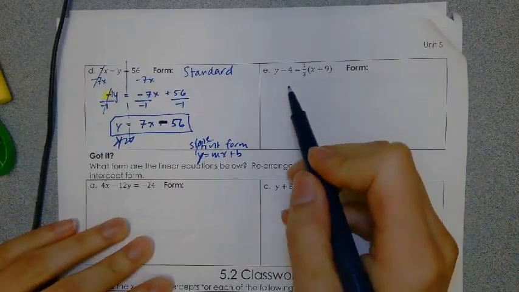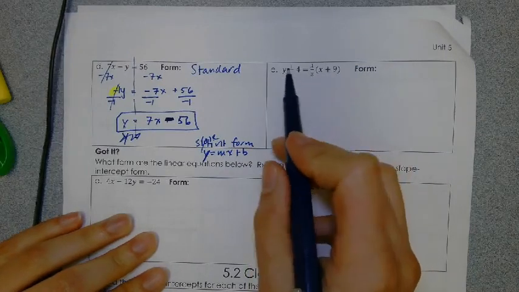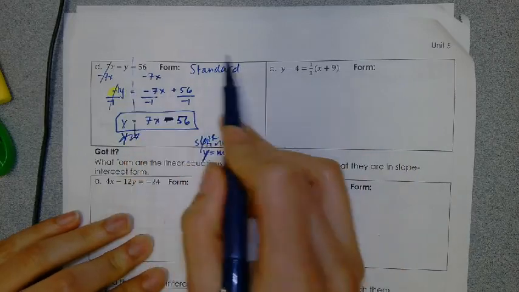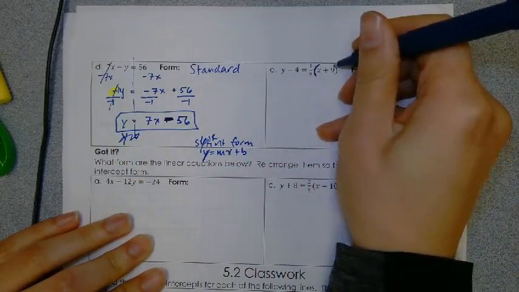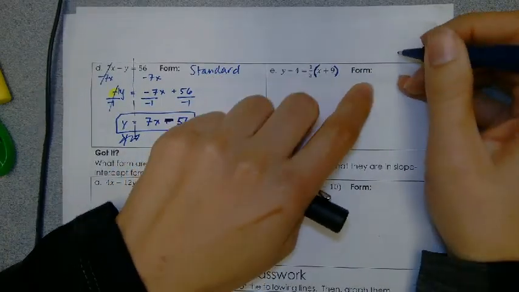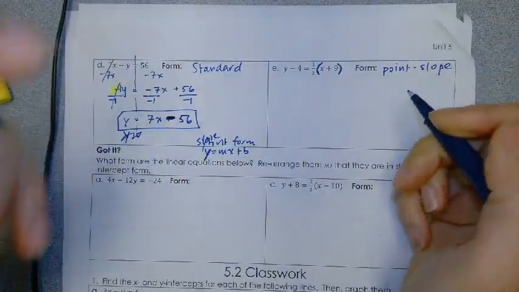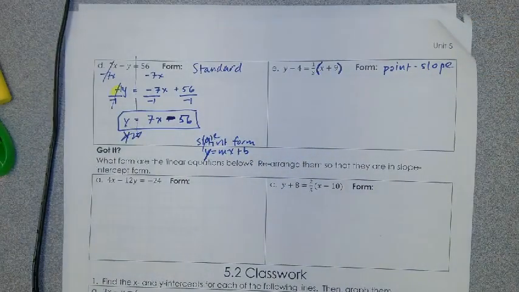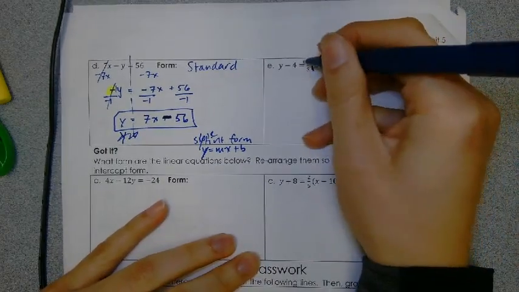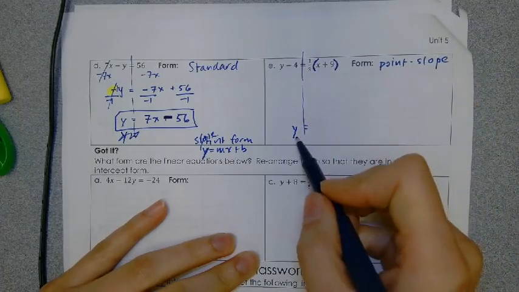Okay, our last equation is a little different. Notice this looks very different from this. What is different? Well, this one has parentheses. So those parentheses tell me that this equation is written in point-slope form. We still need to change it to y-intercept. So my goal is the same. I still want that y alone on one side.